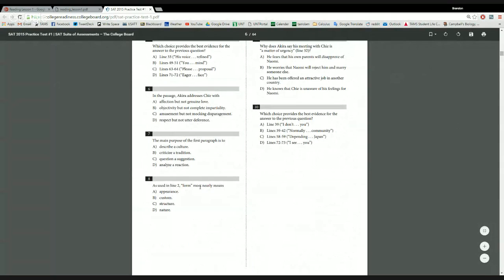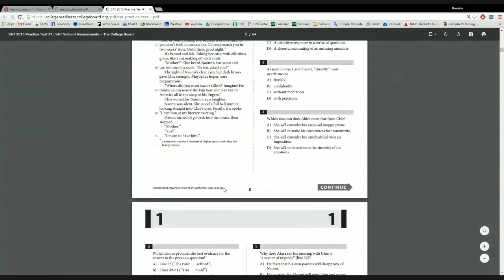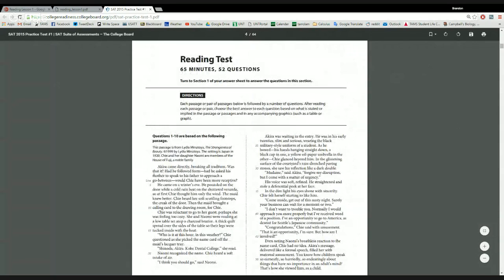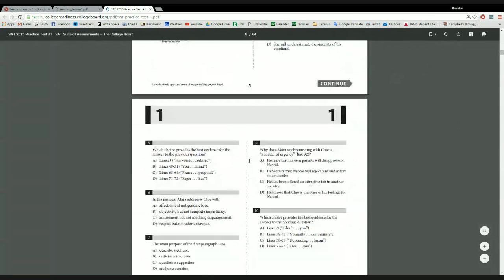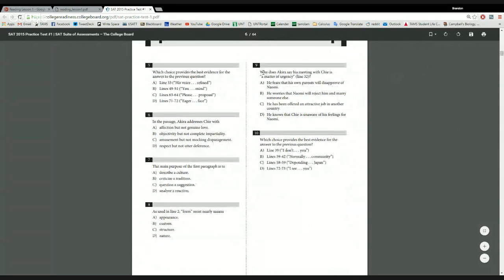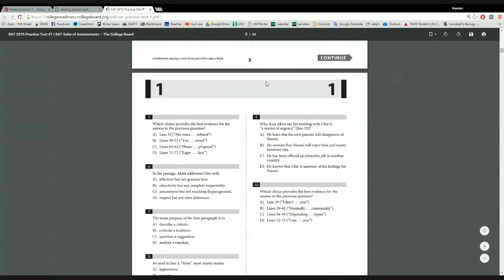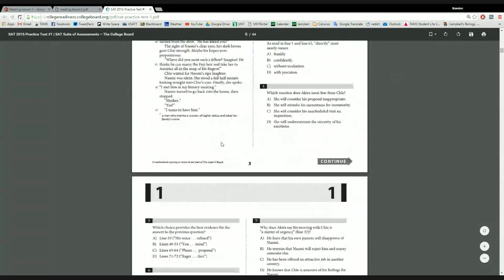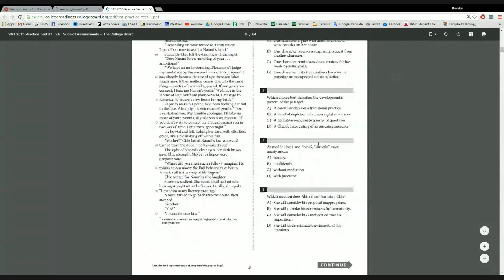Passages in line 2, form most nearly means. Go to line 2, and we're going to mark it, and we're going to circle it. Now, okay, so number 9 and 10. 9, you go to 32, mark that. Okay. Once you've plotted your questions in the passage, you can answer the ones that you've already marked.